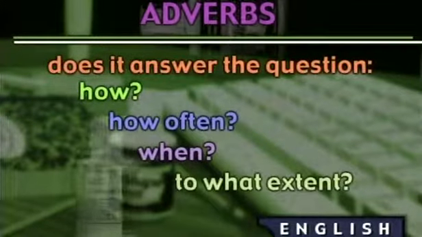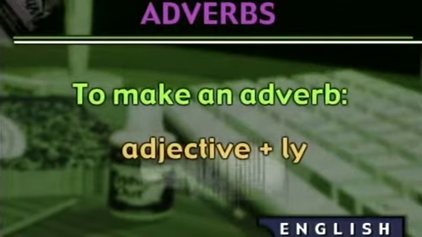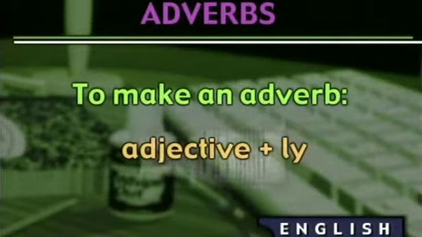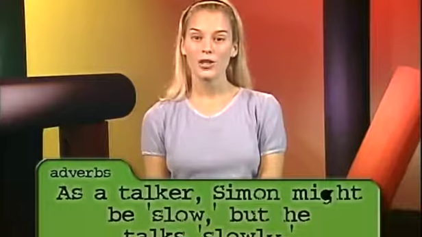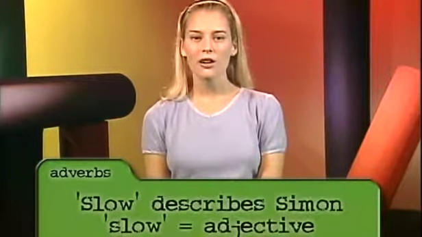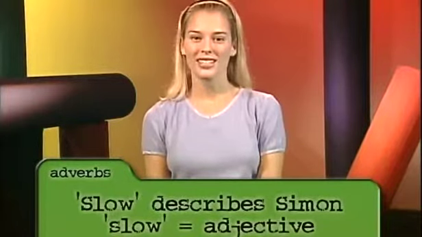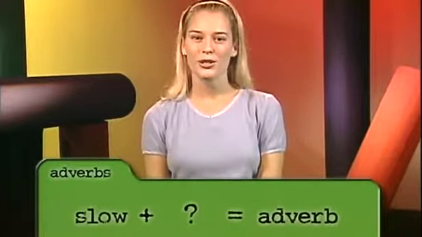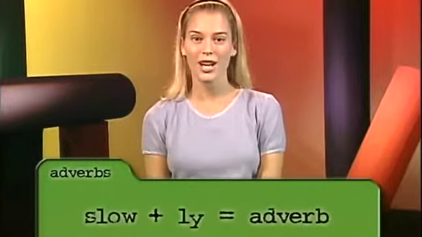The easiest way to see if you're dealing with an adverb is to see if the word answers the question how often, when, or to what extent. And the easiest way to build yourself an adverb is to add an ly to the end of an adjective. Here's an example. As a talker, Simon might be slow, but we would say he talks slowly. See how first slow describes Simon, which makes it an adjective, while slowly answers the question, how does Simon talk, which makes it an adverb. All we had to do to change slow into an adverb was add an ly.